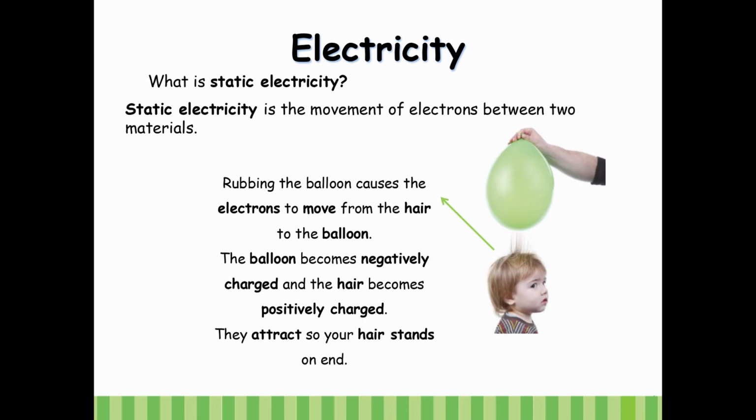What is static electricity? Static electricity is the movement of electrons between two materials. Rubbing the balloon causes the electrons to move from the hair to the balloon. The balloon becomes negatively charged and the hair becomes positively charged. They attract, so your hair stands on end.